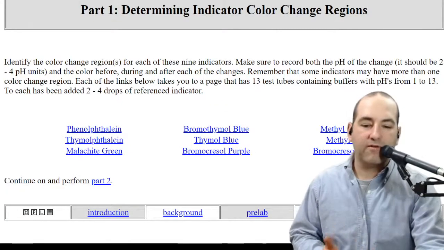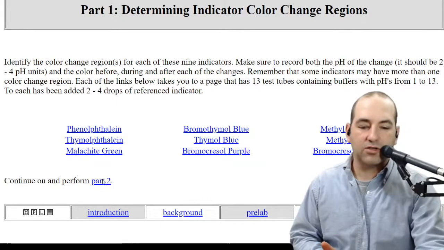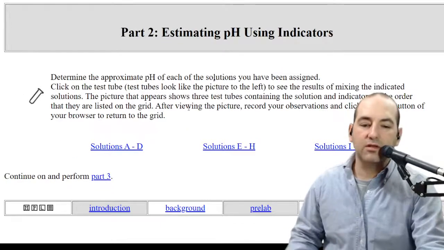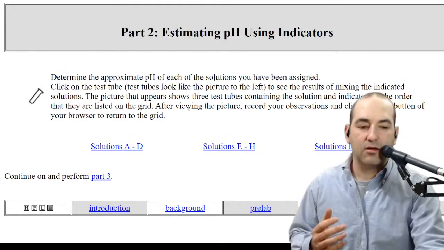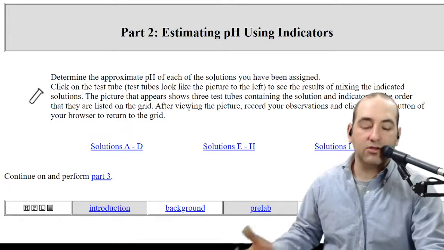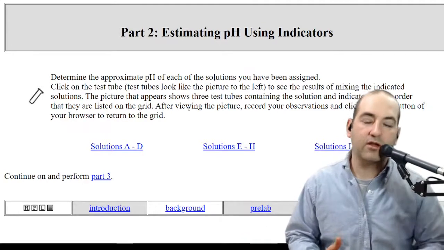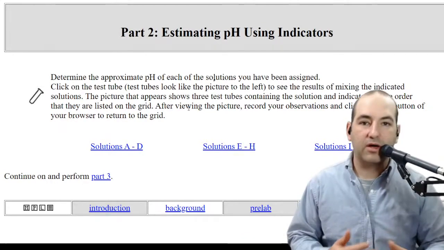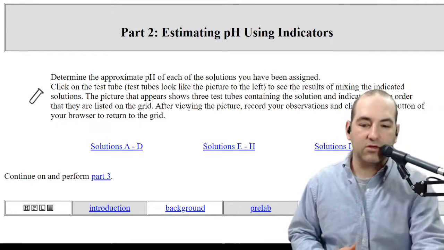Okay, so once you've done that for all of these, then you can move on to part 2. In part 2, you'll be looking at the colors of the solutions based on the indicators that you just used. Having that table of where the color change regions are will help you to identify the pH of these different solutions.